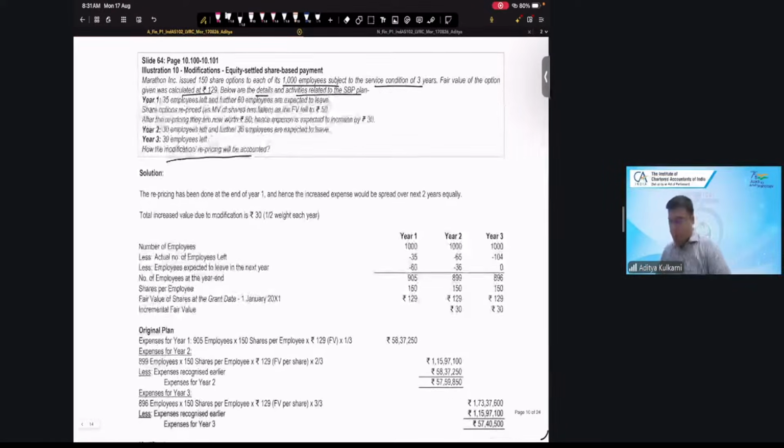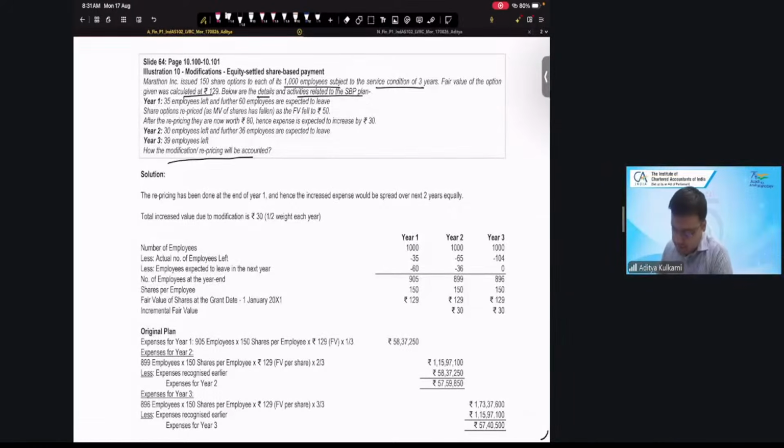Yes. So when did we do the repricing? At the end of year one. Yes. Total increased value is 30. So half weight each year. Total increased value due to modification is rupees 30.